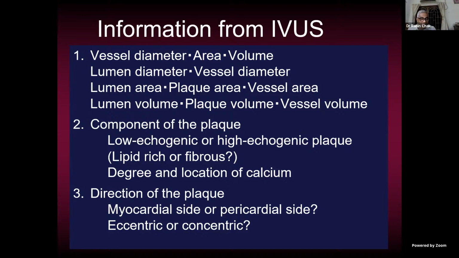Direction of the plaque. Is it a myocardial site or pericardial site? Is it eccentric or concentric? So those 3 points about vessel, about the component, and direction, these are extremely useful information to determine the long-term outcome of PCI. That is important. IVUS is very helpful for this.